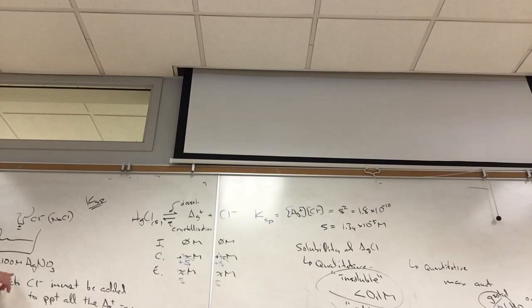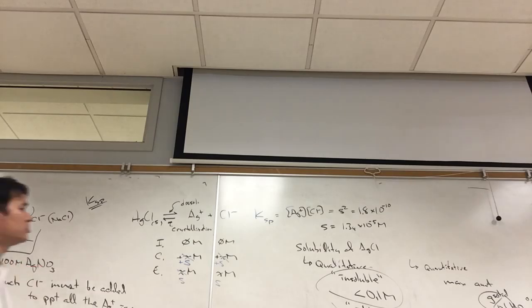So in other words, I want to get rid of all the silver ions in this. I have 0.100 molar silver. Let's say I'm dealing with 1 liter. And so I have 1 liter of 0.100 molar silver nitrate. Well, how much chloride will I need? Well, this is going to be 0.100 moles. So I have 0.100 moles of silver. If I add 0.100 moles of chloride, then that should do it, shouldn't it?